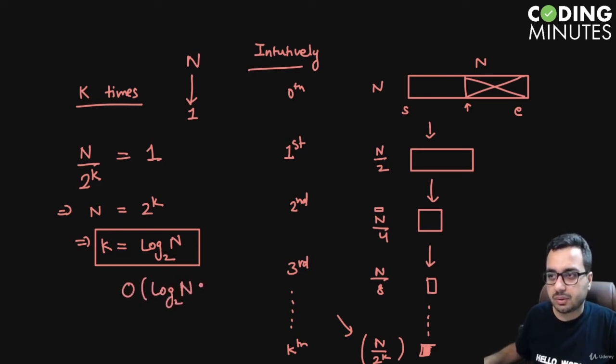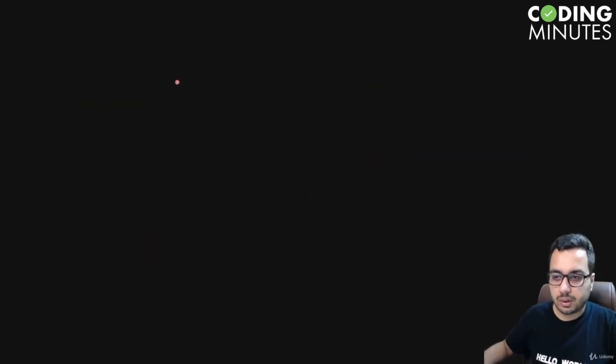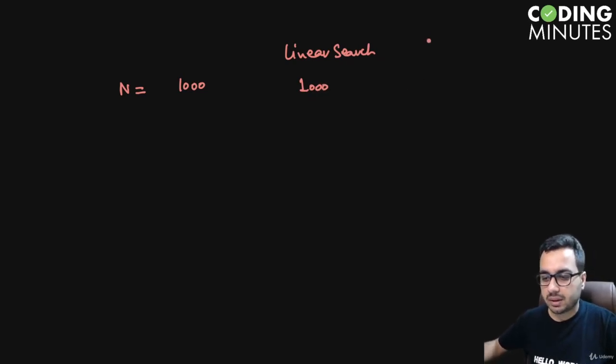Binary search is very fast because this log n complexity grows very slowly. You can see that if you have, let's say, n equal to roughly 1000, and you do linear search, then linear search is going to take 1000 iterations in the worst case. But binary search is just going to take 10 iterations, that is, log of 1000 to the base 2, which is roughly approximately 10.